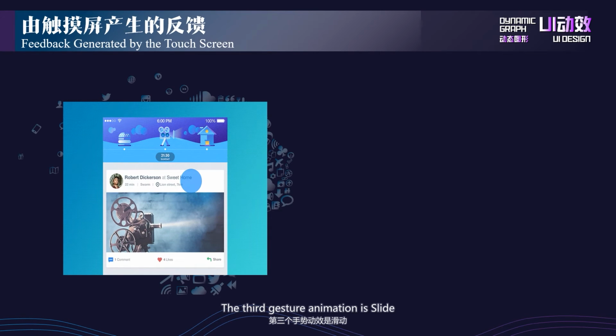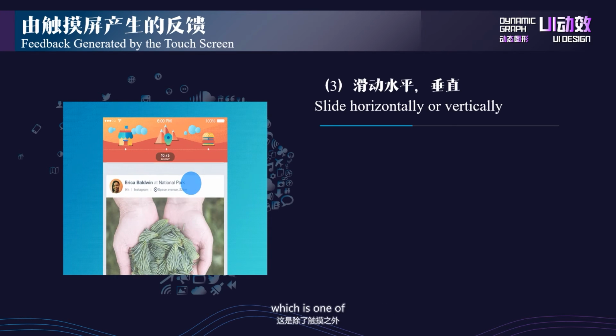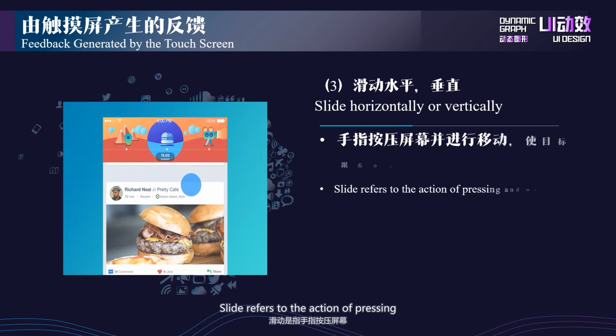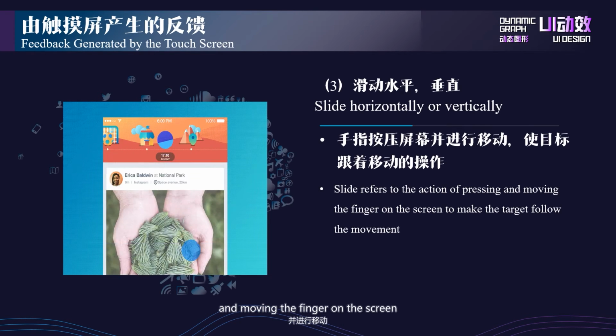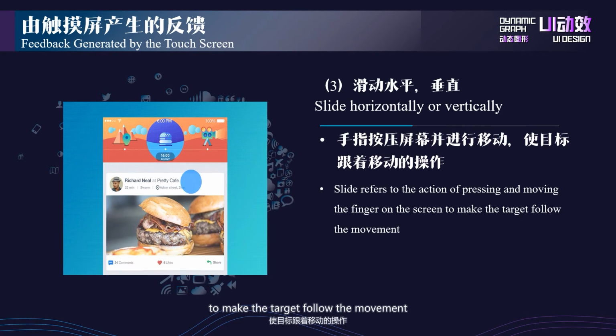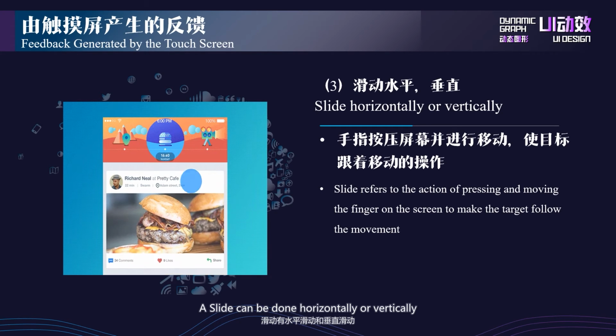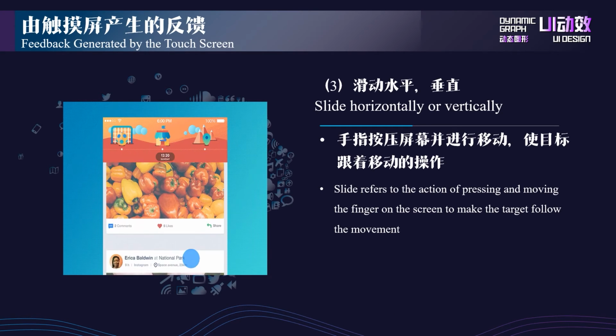The third gesture animation is slide, which is one of the most commonly used gestures apart from touch. Slide refers to the action of pressing and moving the finger on the screen to make the target follow the movement. A slide can be done horizontally or vertically.